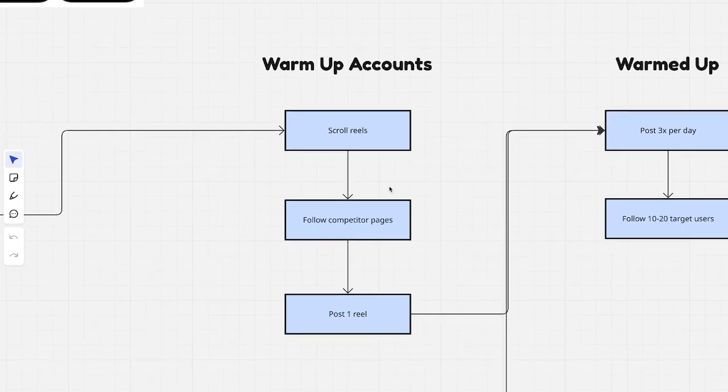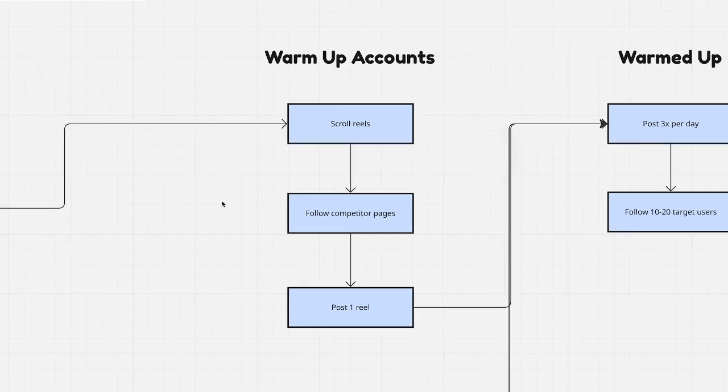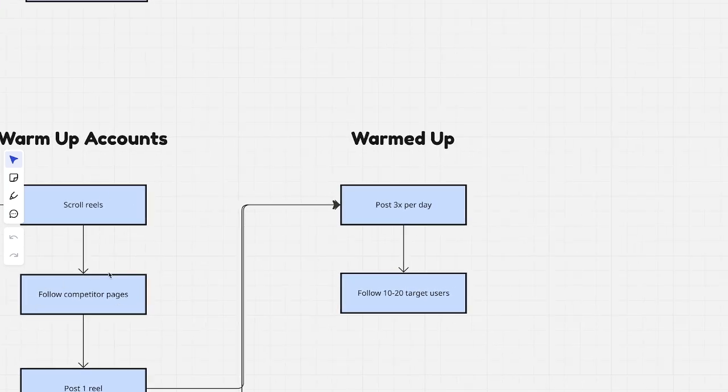Now, after doing that, we want to follow competitor pages. The reason being is that Instagram will place you in an algorithm that is the niche of those competitors. So, for example, if you're doing e-com, just like lots of brands, if you're selling an app in, let's say, yoga, you want to follow all of these yoga accounts and you want to get in that algorithm of your niche. Now, after scrolling reels and following competitor pages, you're going to post your first reel. When that's done, you do that for maybe a day or two, and your account is basically warmed up.